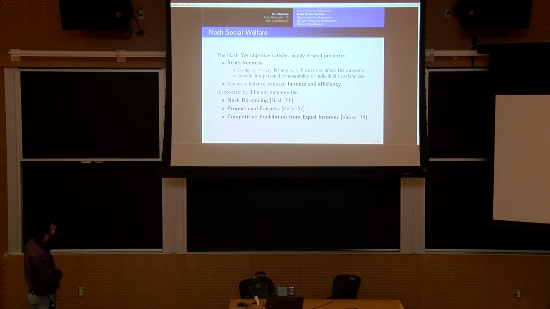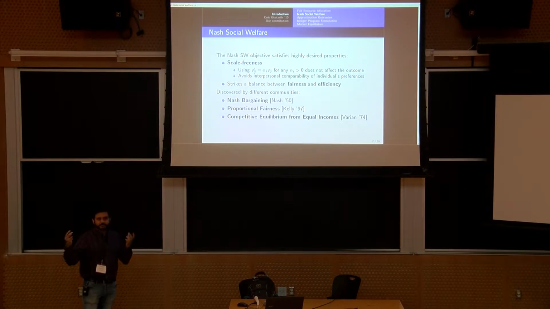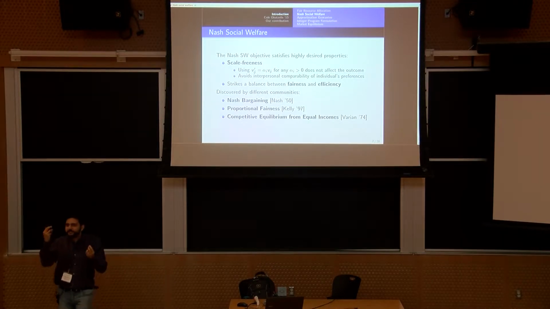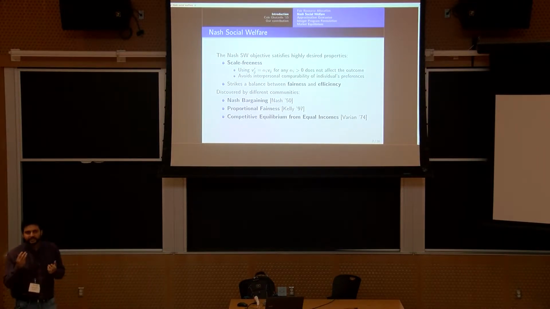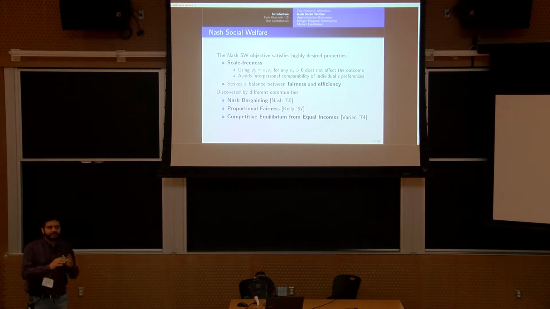So for instance, one nice property it has is scale freeness. Because different agents might have a different sense of proportion, the scale doesn't matter. So you can multiply all the values of one agent by a number, and that doesn't change what the allocation is. And it has many other interesting properties that I'm not going to go into the details of. That's not the point of the talk. I just want to say this is a reasonable thing to do in many settings.